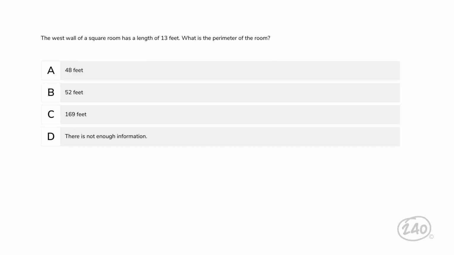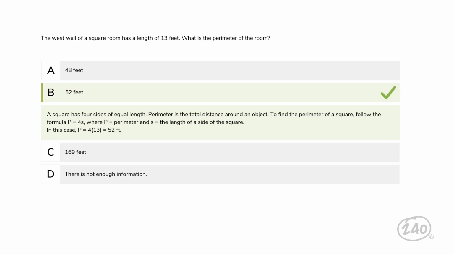Last one for math? Geometry. We're told the west wall of a square room has a length of 13 feet, and they want the perimeter of the entire room. Well, squares have 4 sides of equal measure. So the perimeter, the area around the figure, would be 4 times 13, which is, you got it, 52.